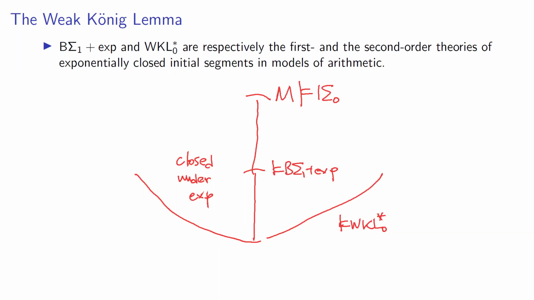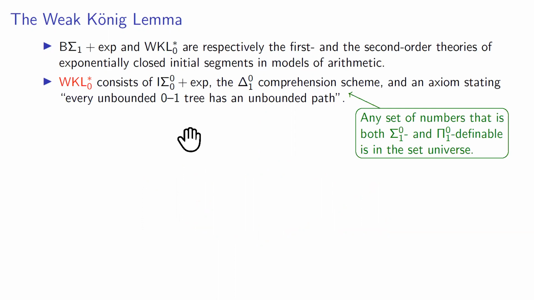I think recursion theoretically, this WKL0 star, you can phrase it in terms of Scott sets, PA over another set, etc. The actual definition is, firstly, it has I sigma 0 plus exp, a little bit of induction. Then it has delta 0,1 comprehension, which just says what you think it says: any set of numbers that is both sigma 0,1 definable and pi 0,1 definable is in the set universe. And an axiom stating WKL, the weak Konig lemma, which says every unbounded 0,1 tree has an unbounded path.